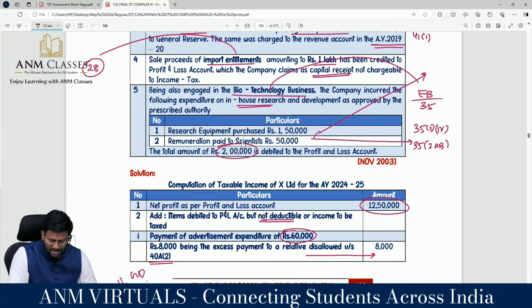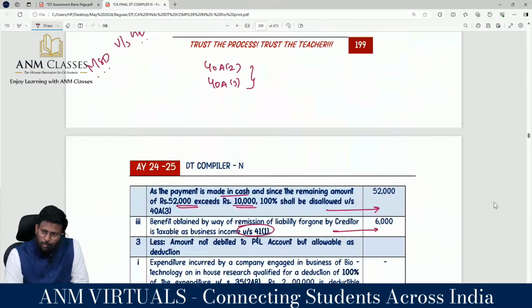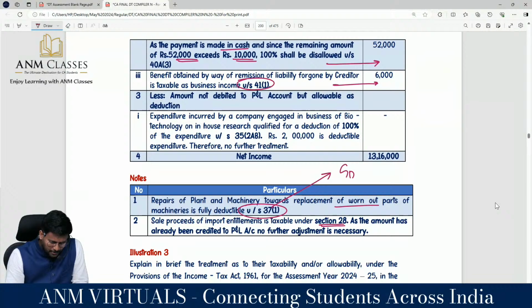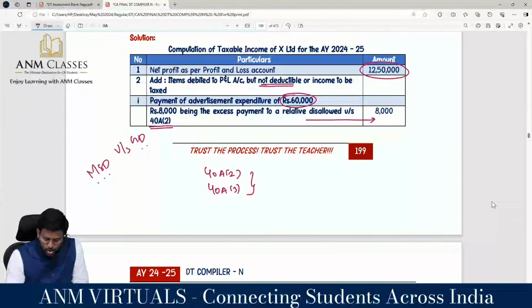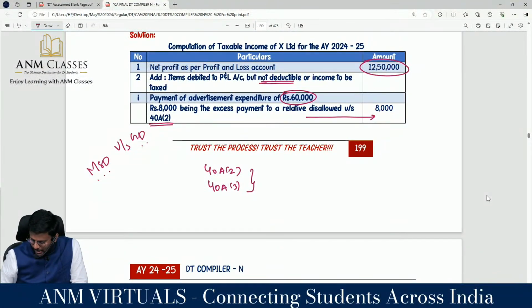Total amount of 2 lakh is debited to P&L account. You already debited to P&L account. Then what is the problem? No problem. Correct? So my dear lovable students, expenditure incurred by company engaged in business of biotechnology on in-house research qualify for deduction of 100% of expenditure under 35 subsection 2AB. Rupees 2 lakh is deductible expenditure. Therefore, no further adjustment is required. So you have to take in calculator 12,50,000.